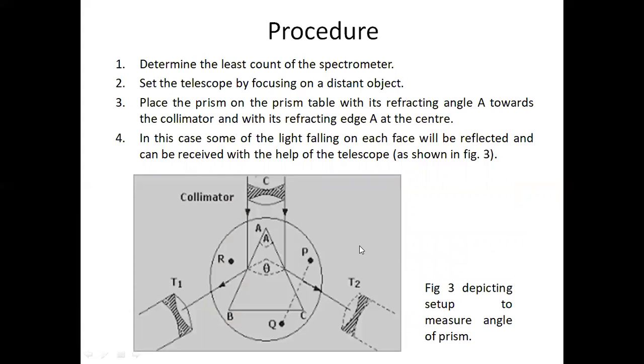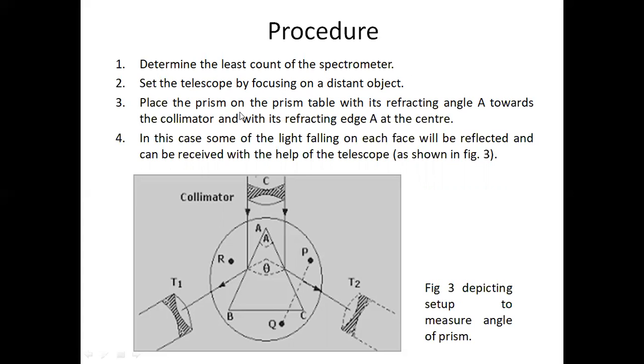So this is the procedure that we are going to perform in our virtual lab. We will be moving to the simulator to do this experiment. First, we will understand the basic steps. First one is to find the least count of the spectrometer, which we have already done. Next is we have to set the telescope by focusing on a distant object. This is your initial step.